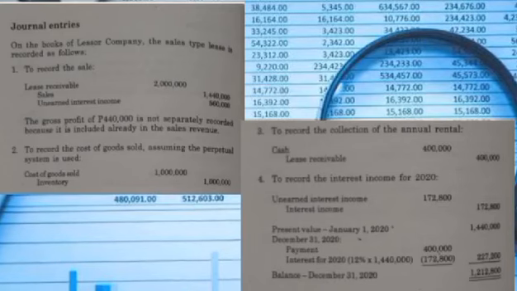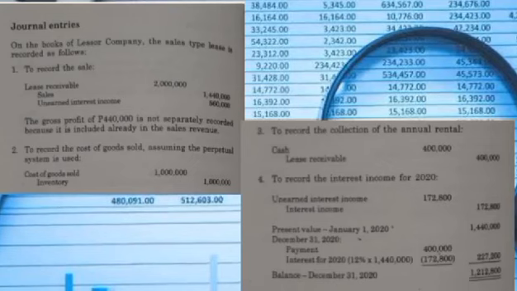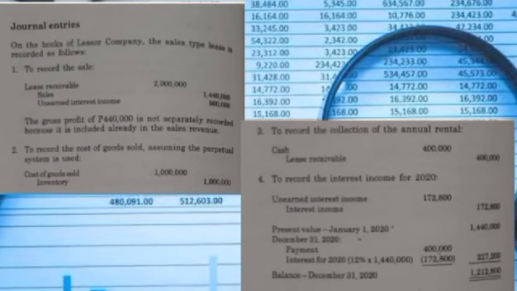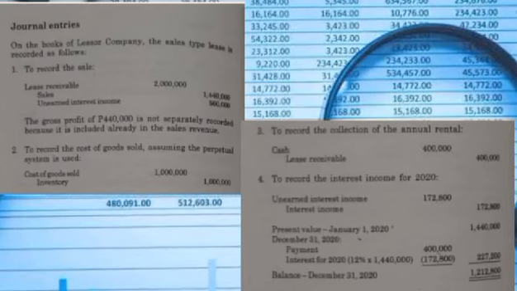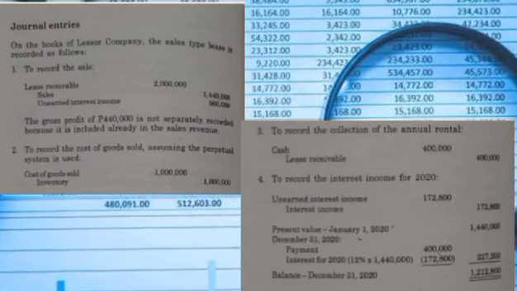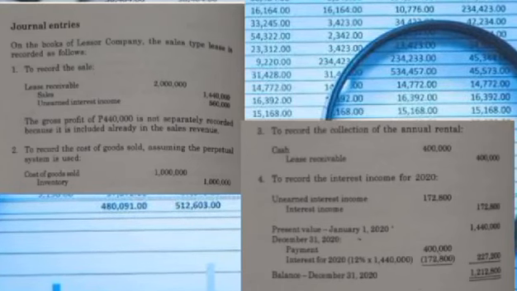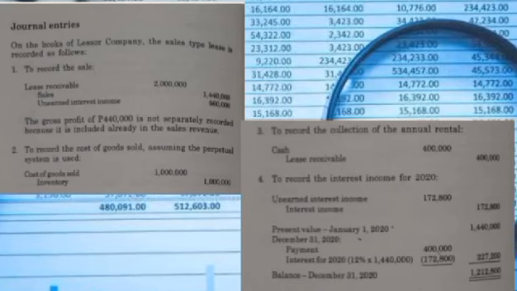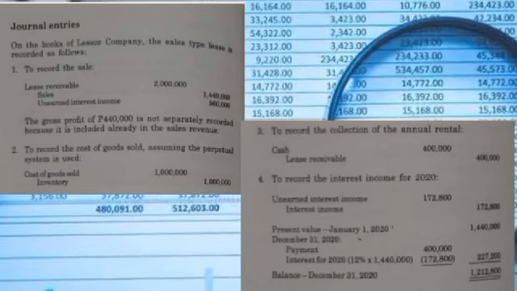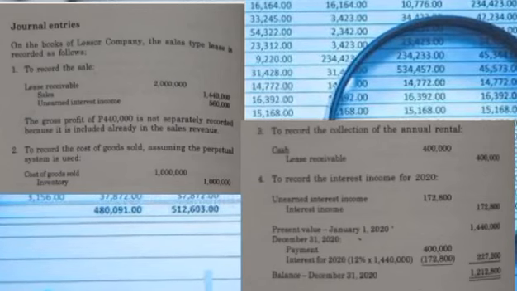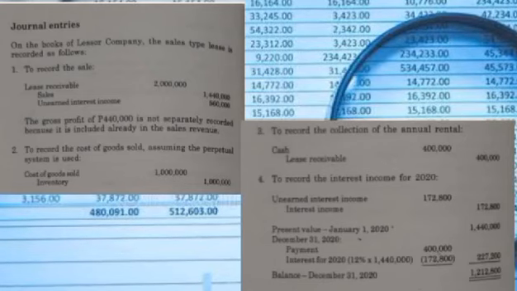4. To record the interest income for 2020, unearned interest income is 172,800 and interest income is 172,800. The present value on January 1, 2020 is 1,440,000. To find the balance for 2020, subtract the interest income and the collection, which is 1,440,000 minus 227,200, equals 1,212,800.